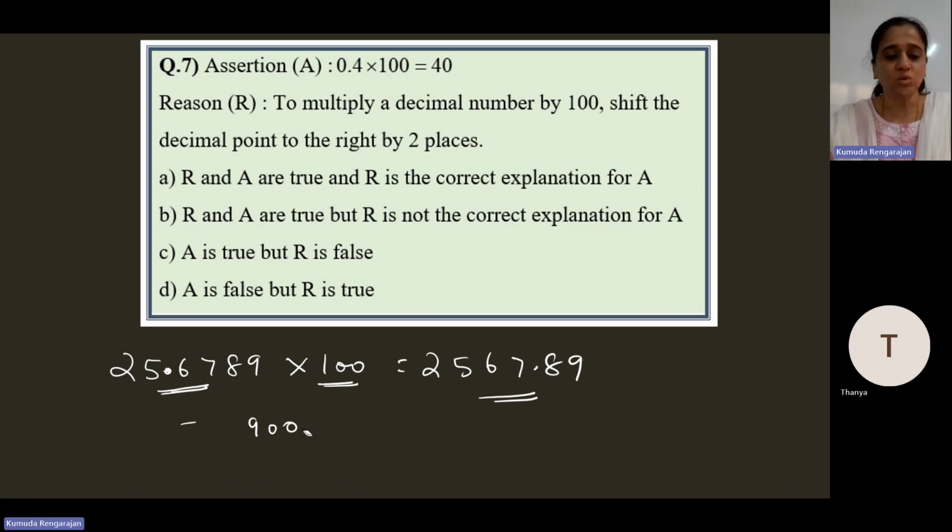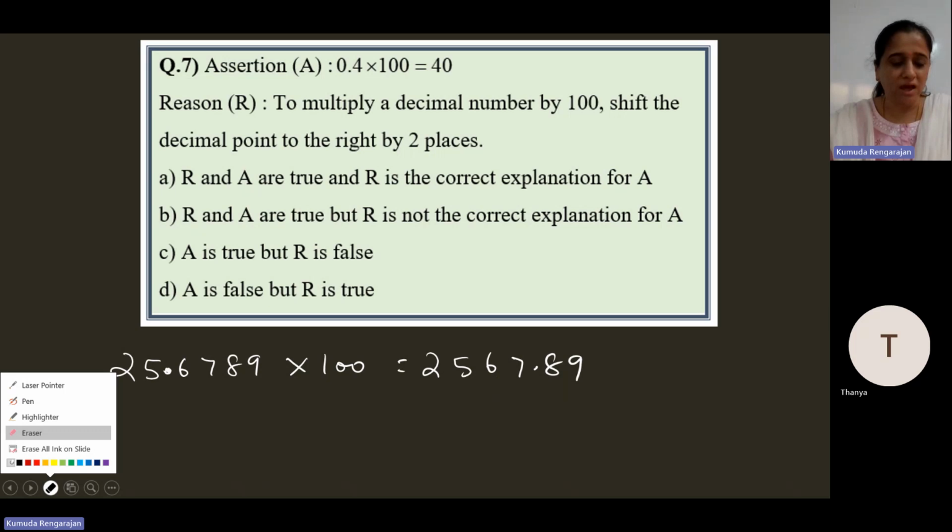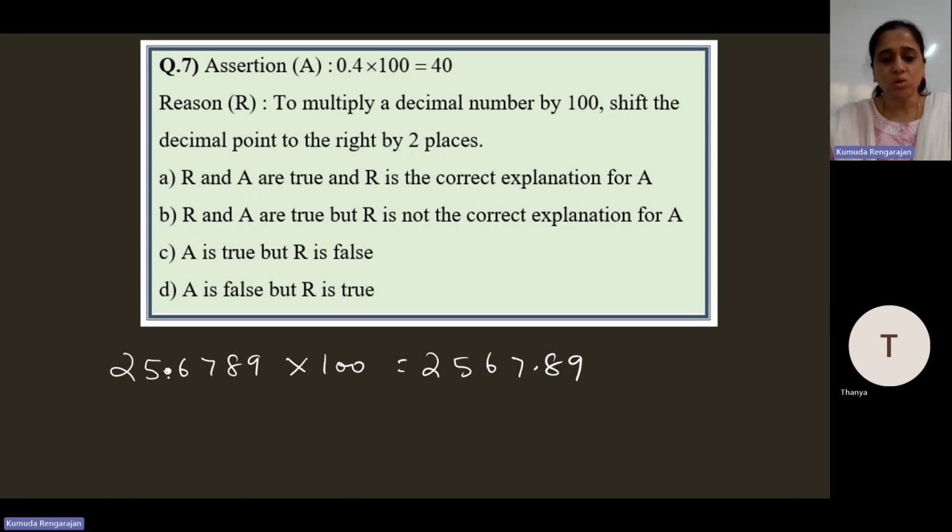I'm saying using the rule we answered here: shift the decimal point to the right by 2 places, so 2567.89. Now we'll actually multiply. Don't see the decimal point. 256789 multiplied by 100, you add 2 zeros. Now we place a decimal point, 4 decimal places, so we have 2567.89. Same thing here. Correct. To multiply a decimal number by 100, shift the decimal point to the right by 2 decimal places.